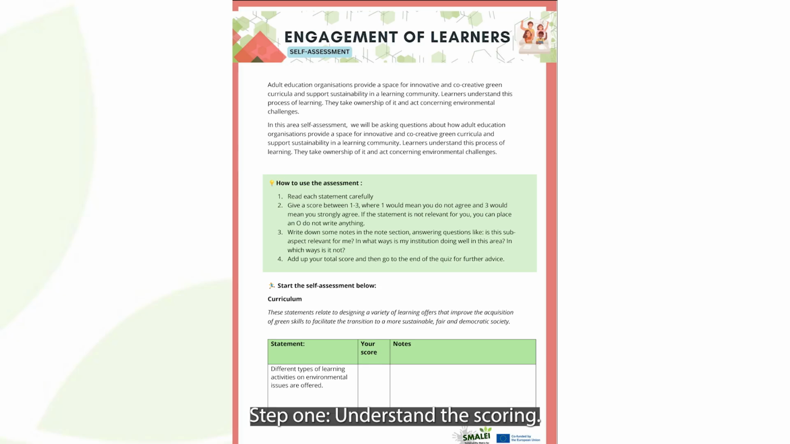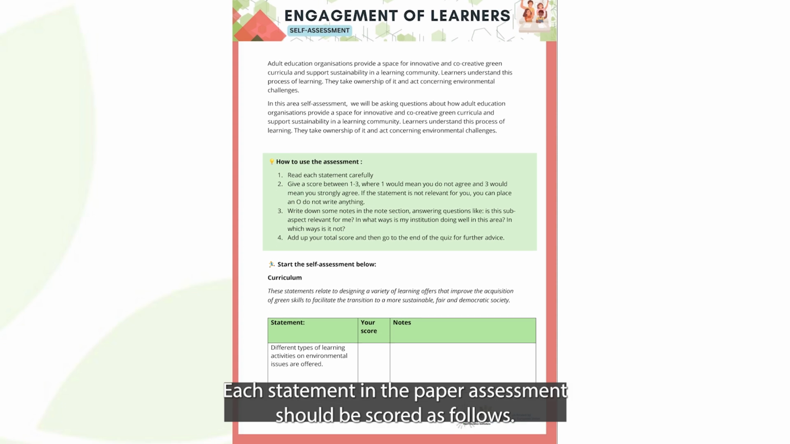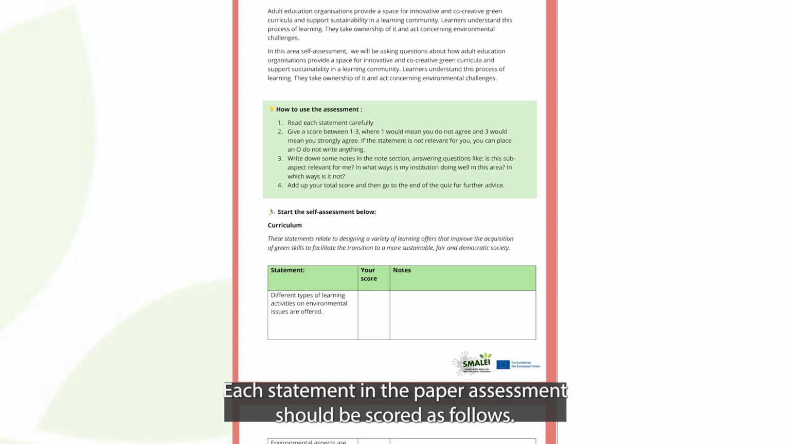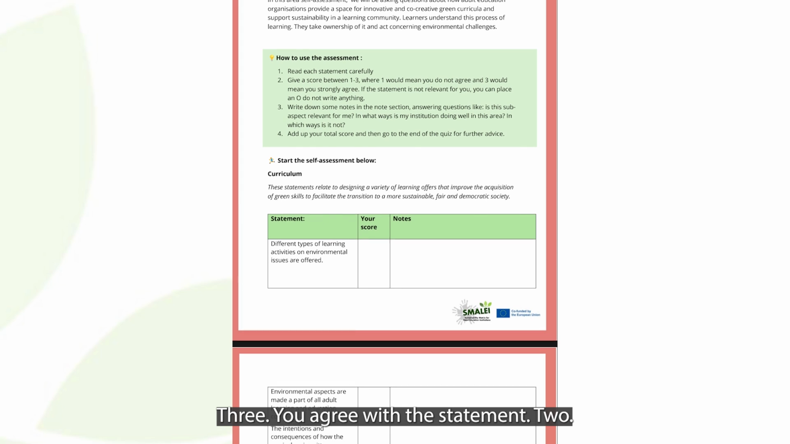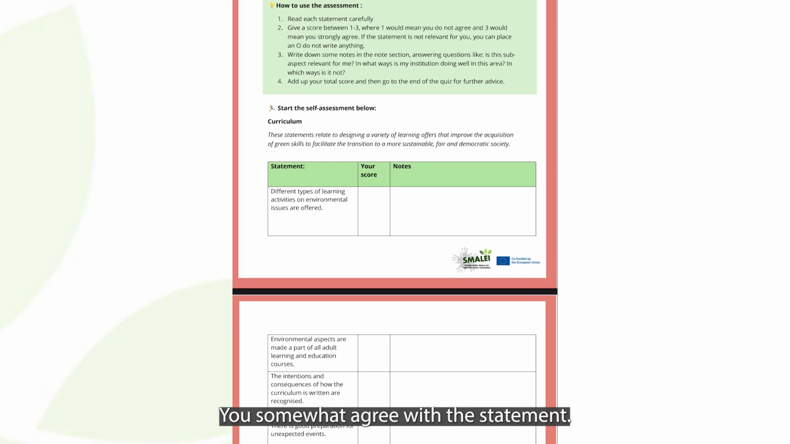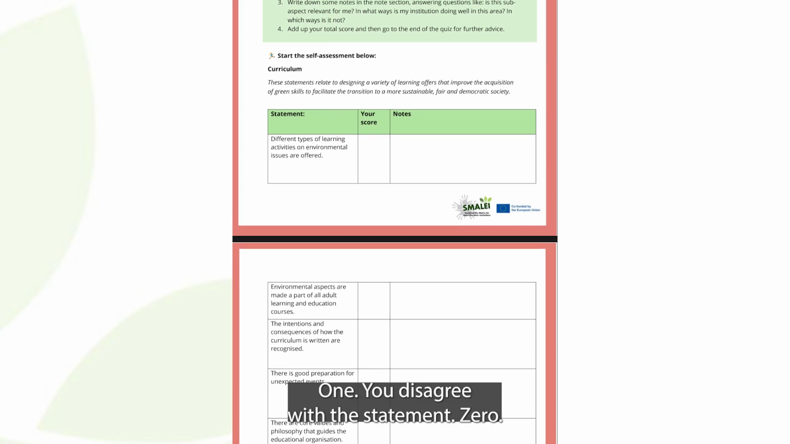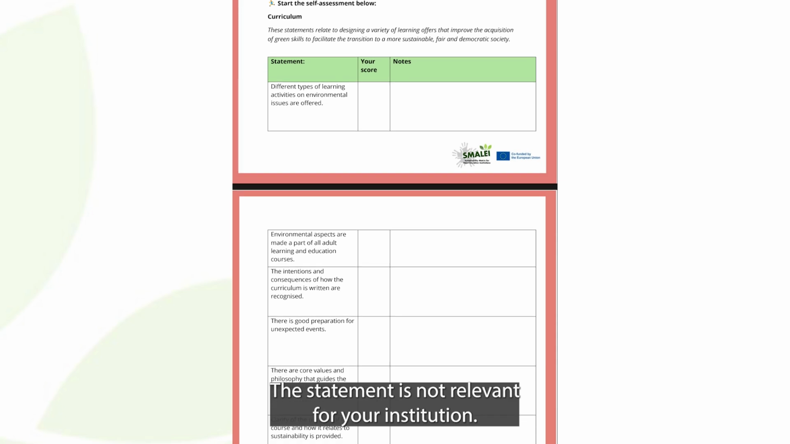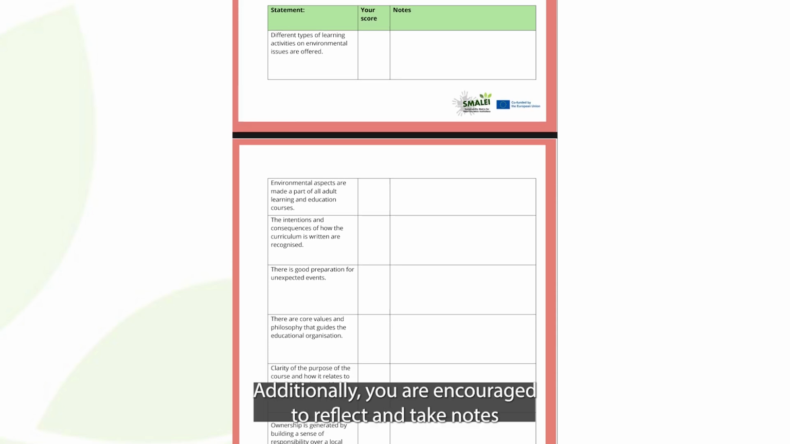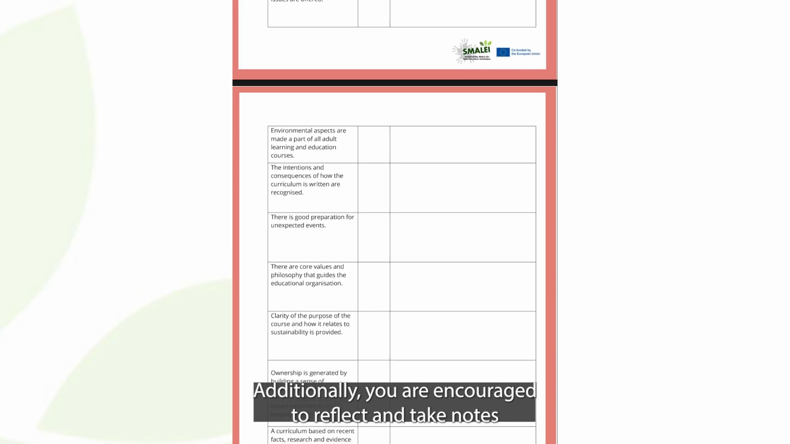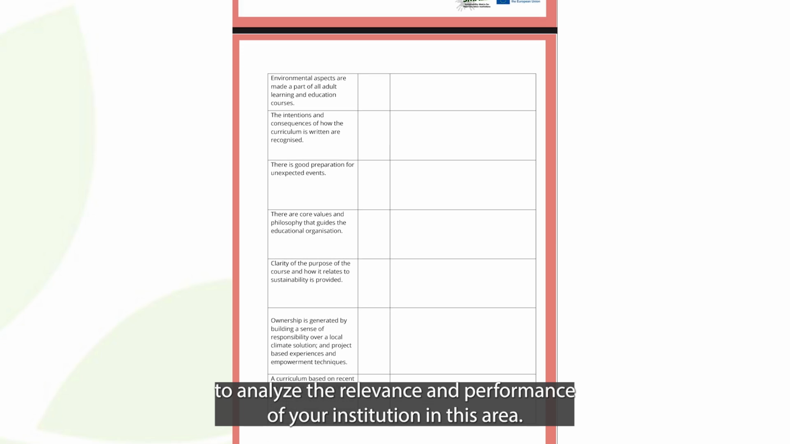Step 1. Understand the scoring. Each statement in the paper assessment should be scored as follows. 3. You agree with the statement. 2. You somewhat agree with the statement. 1. You disagree with the statement. 0. The statement is not relevant for your institution. Additionally, you are encouraged to reflect and take notes to analyze the relevance and performance of your institution in this area.